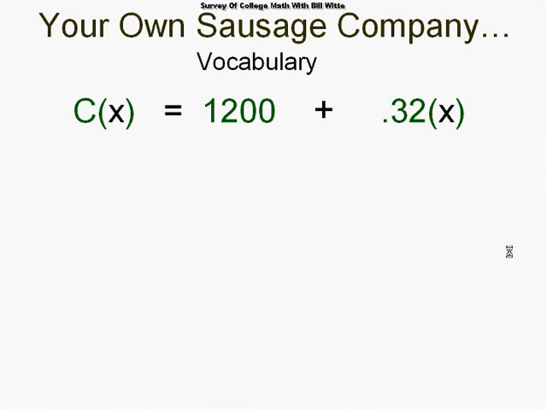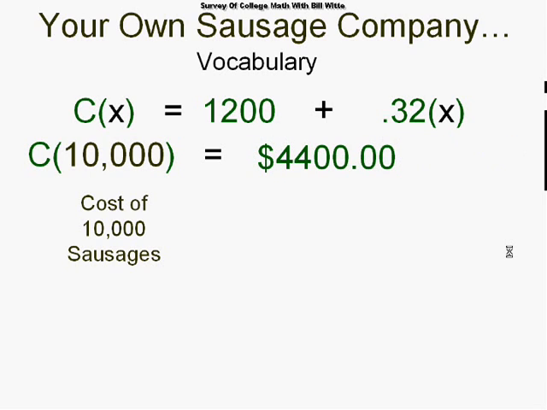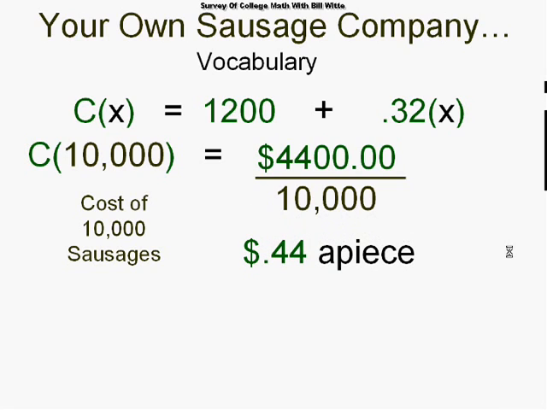Hey, wait just a minute. Instead of making 1,000, let me make 10,000. See what happens. Put in 10,000. It's going to cost me $4,400. But for each sausage, let's divide by 10,000. What's 4,400 divided by 10,000? If I make that many sausages, I'm looking at 44 cents a sausage.